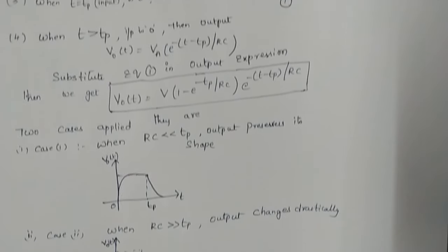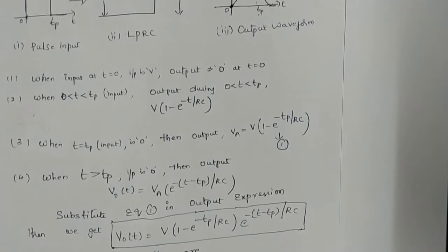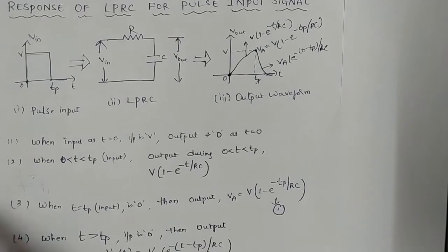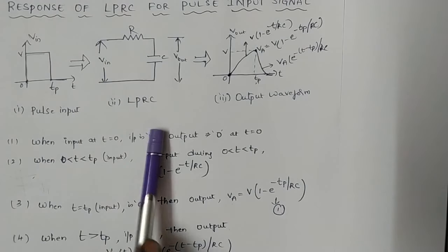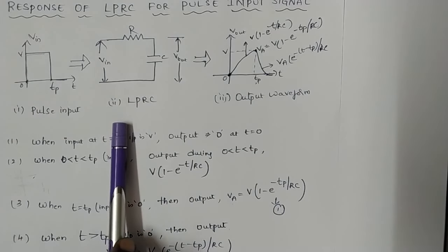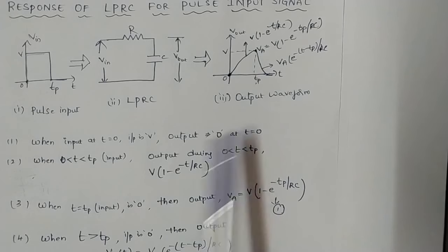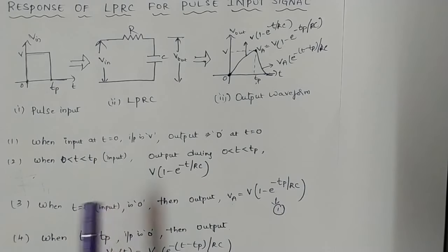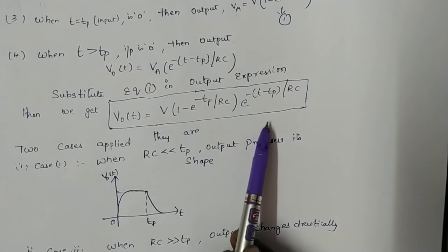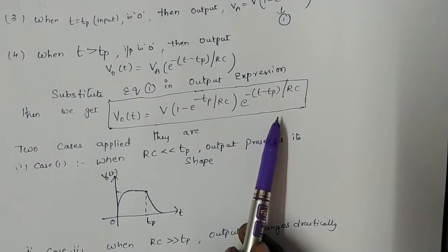Okay, once again I am going to explain what we have discussed today. This is the circuit diagram. This is the input signal, this is the LPRC circuit, and this is the output waveform. When the pulse input is applied to the LPRC circuit, we see how the output waveform appears in the 4 different conditions: at t equal to 0, 0 to Tp, t equal to Tp, and t greater than Tp. And finally we obtain the output expression for the pulse input signal passed through an LPRC circuit.